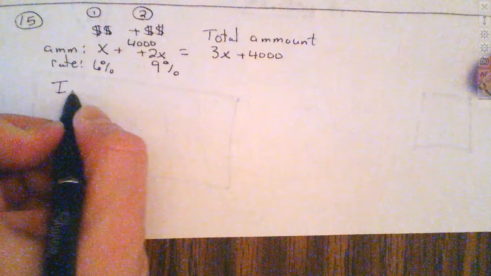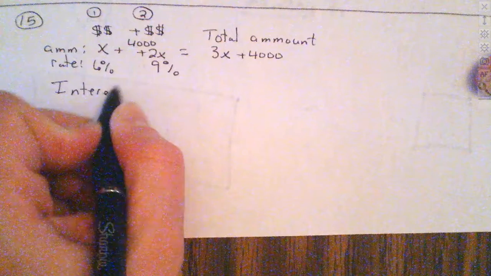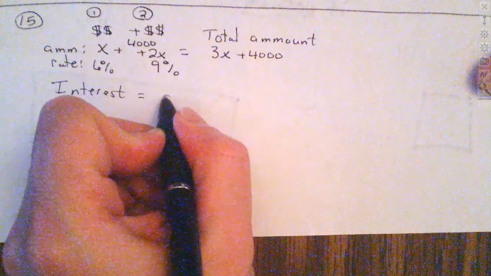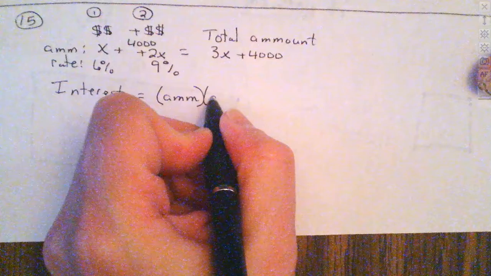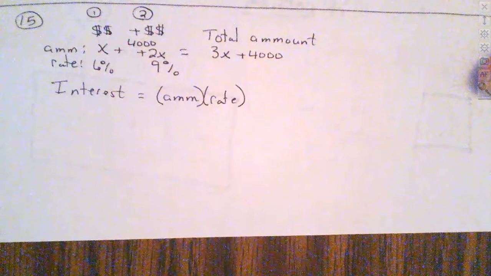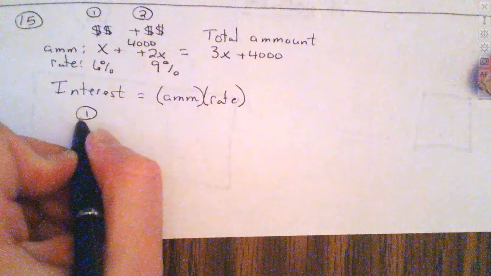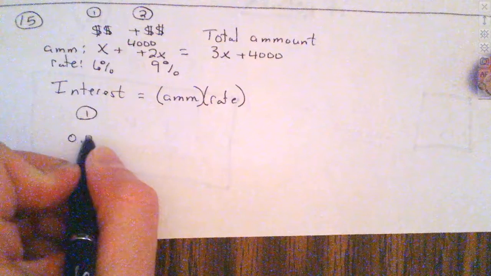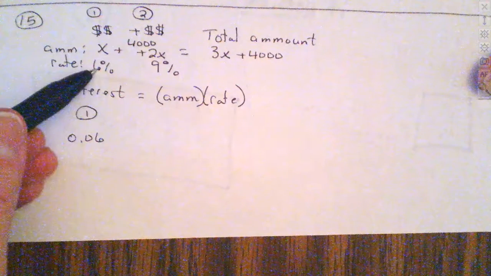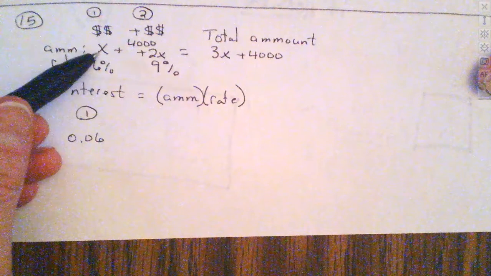Well, our interest is again the amount times the percentage rate as a decimal. First account, 6%, so that's 0.06. How much is in there? Unknown amount, X.